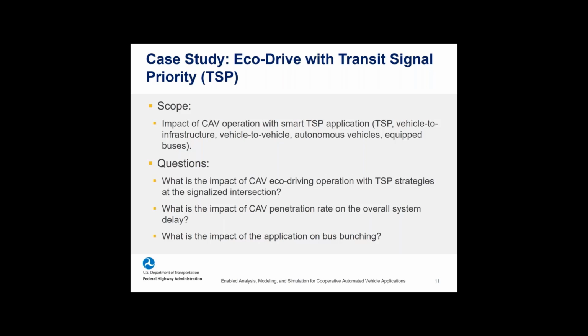So imagine that your client is coming in and says, these are the questions I have. What is the impact of the CAV eco-driving operation when I have already TSP strategies at the signalized intersection? And what is the impact of the CAV penetration rate on the overall system today? And what is the impact of the application on bus punching?